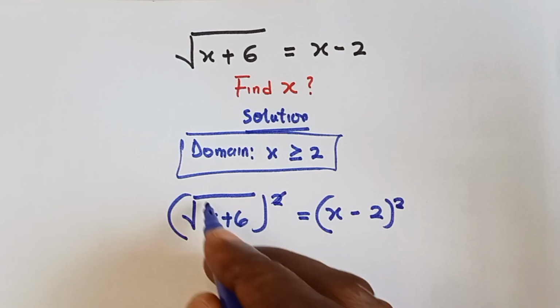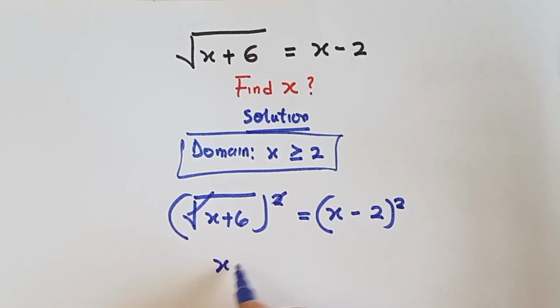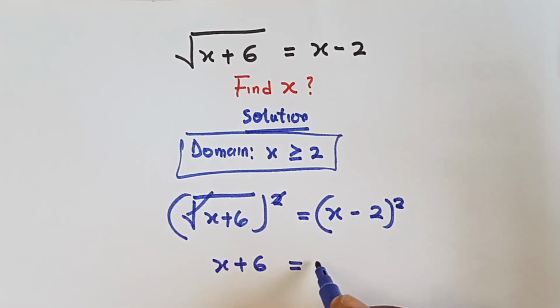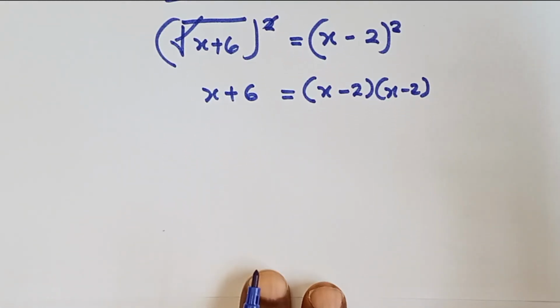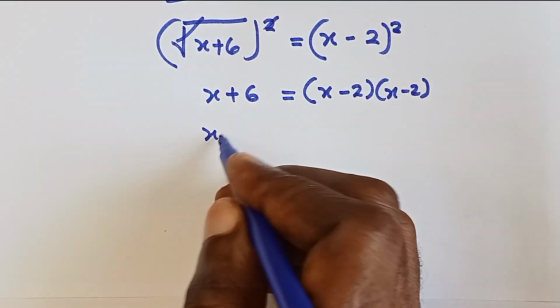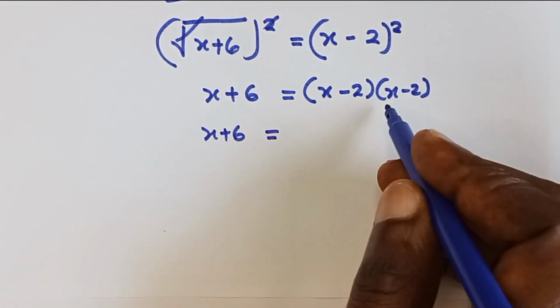Alright, so the square cancels the square root. We have x plus 6 equals to, we're going to write that in two places. We're going to write this again. Alright, so from here, let's expand. So we have x plus 6 equals to, let's expand this.